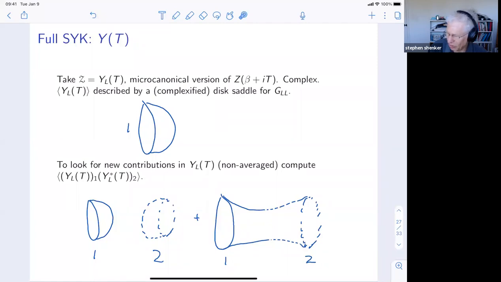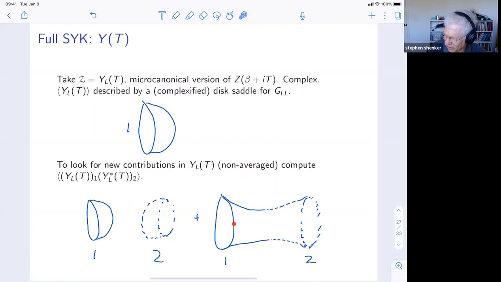To look for new contributions when this thing is non-averaged, you double it, add a one system, and then average a second auxiliary system, I'll call 2, and then compute the average of 1 and 2. Well, you have saddle points that are the disk in the physical system and a disk in the auxiliary system, plus a wormhole connecting physical to auxiliary. But this stuff is phantom, so let's just dot it.